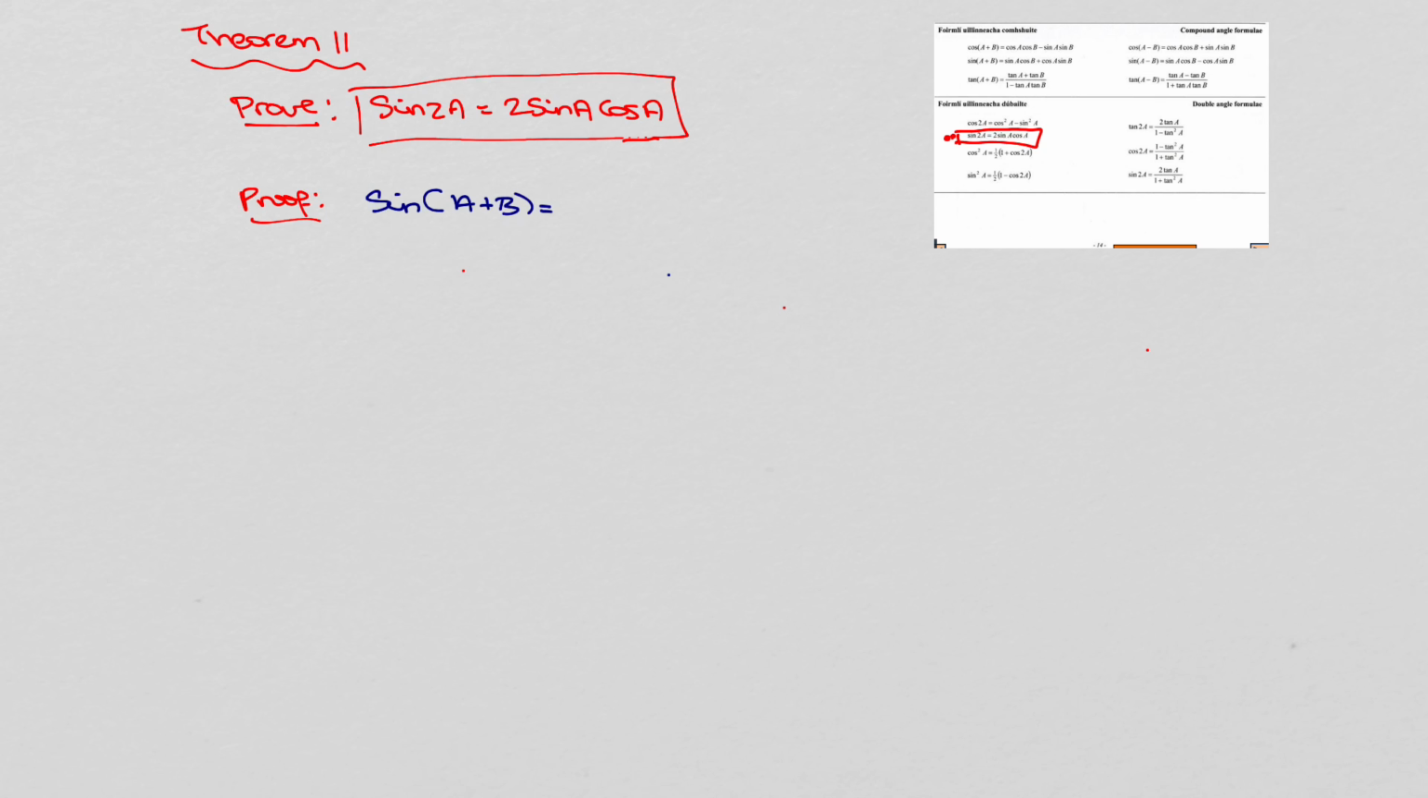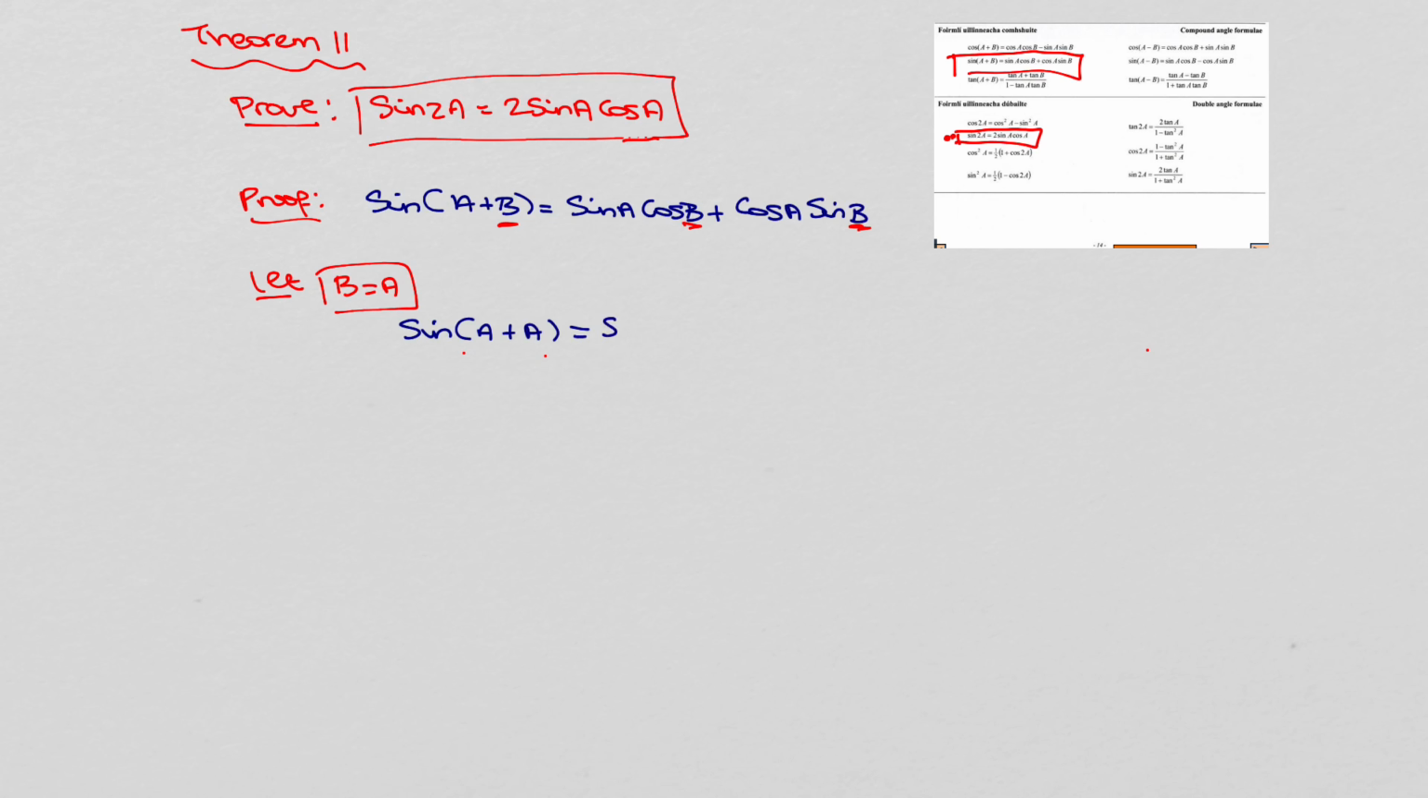And we know that sine of a plus b, if we look at page 14, is equal to sine a cos b plus cos a sine b. And same as in the previous one, we don't want any b's in our answer. So that means we need to change those to an a. So we're going to let b equal a. So we get sine a plus a is equal to sine a cos a plus cos a sine a.